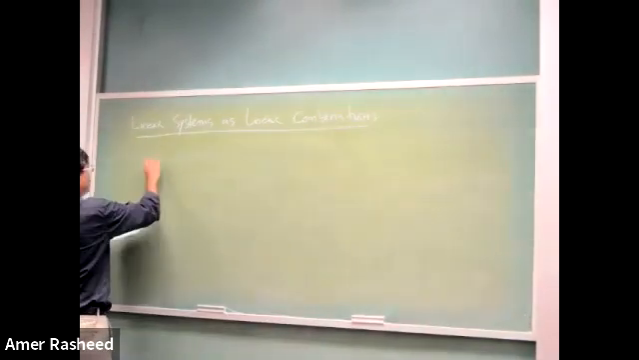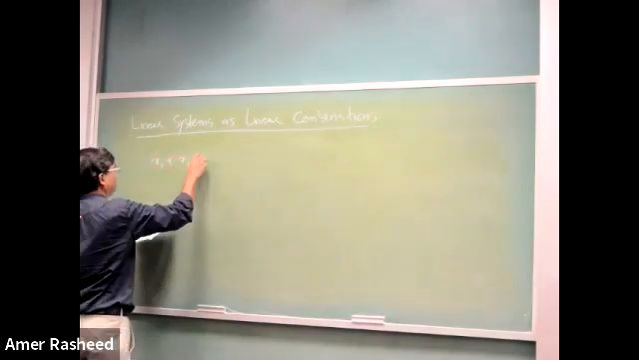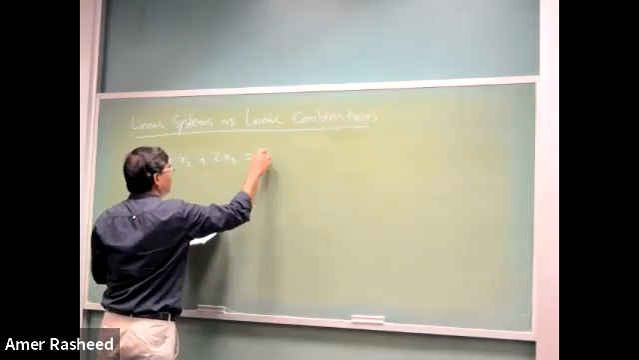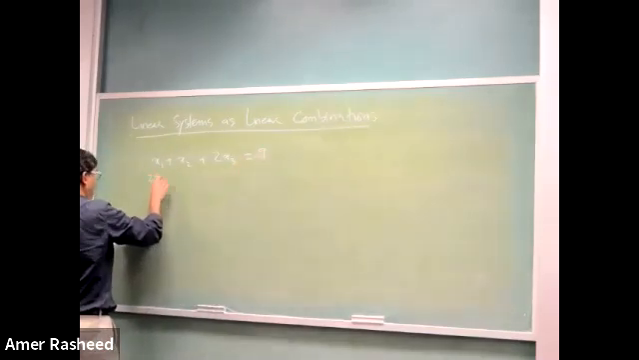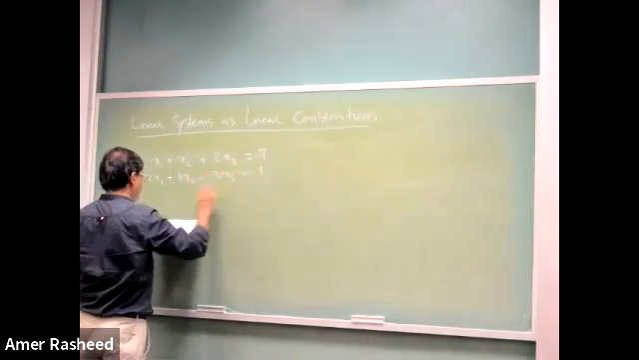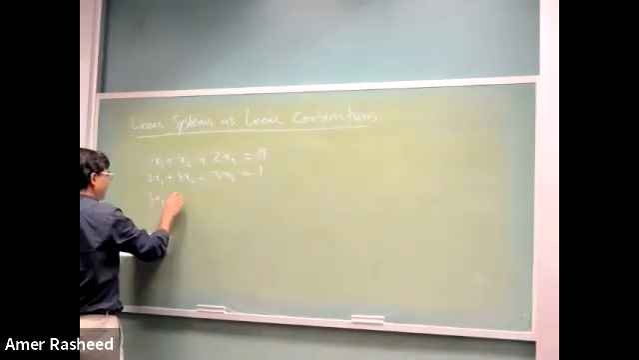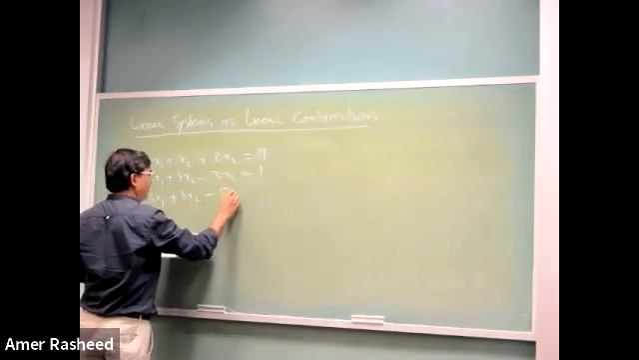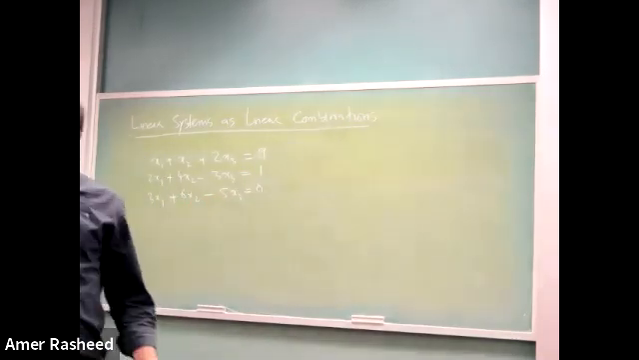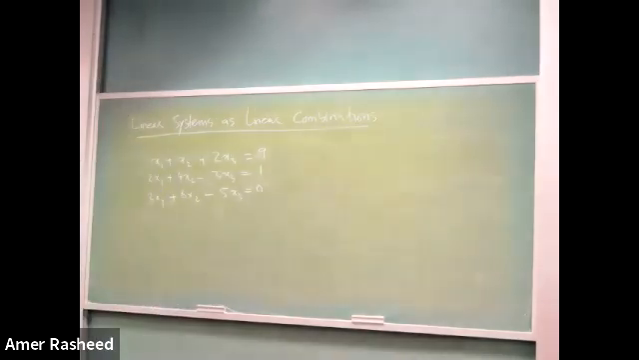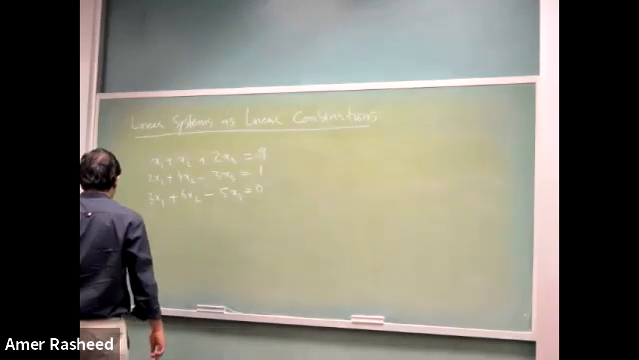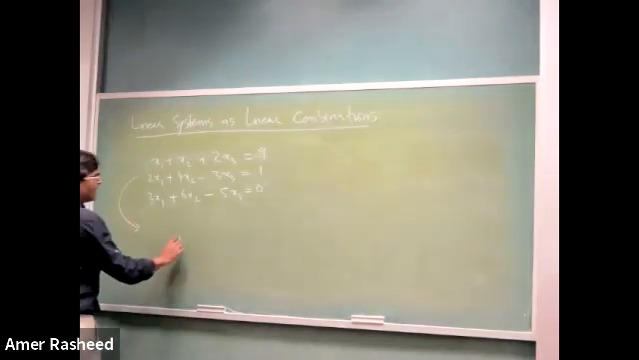Consider this linear system: x1 plus x2 plus 2x3 is equal to 9, and 2x1 plus 4x2 minus 3x3 is equal to 1, and 3x1 plus 6x2 minus 5x3 is equal to 0. Previously, we usually wrote any linear system in a matrix notation. Matrix notation में क्या होगा?